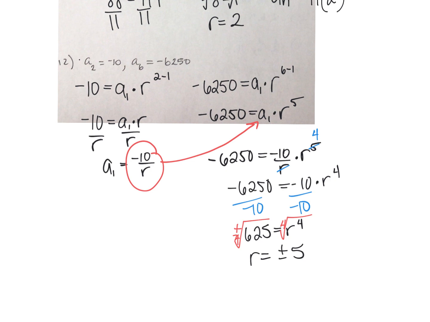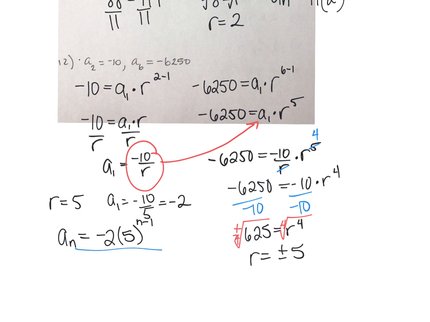So we're going to make two equations. If I plug in a positive 5, okay, so for r equals 5, a1 is negative 10 divided by 5, which is negative 2. Yeah? So my equation is an equals negative 2 times 5 to the n minus 1. Was that the rule? The rule, write the rule, right? That's ultimately what it asked me for, write the rule.